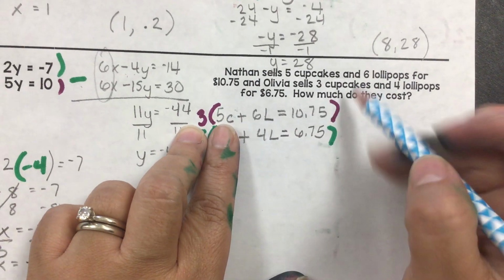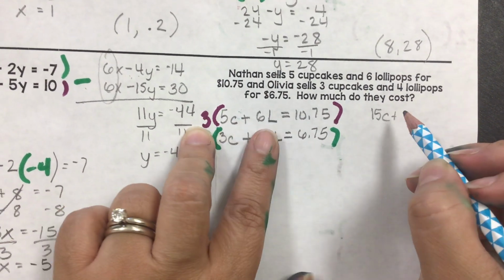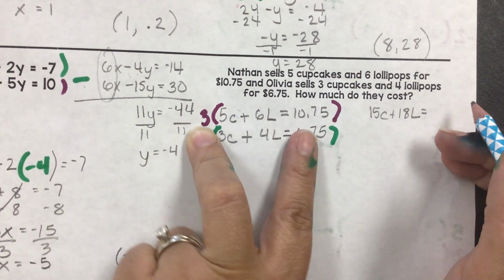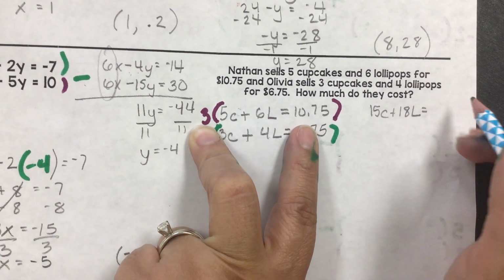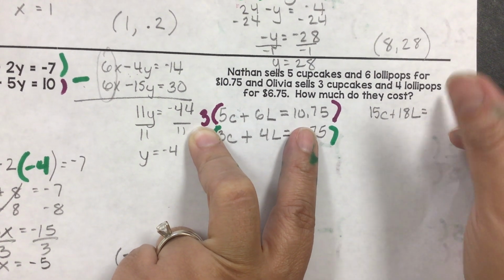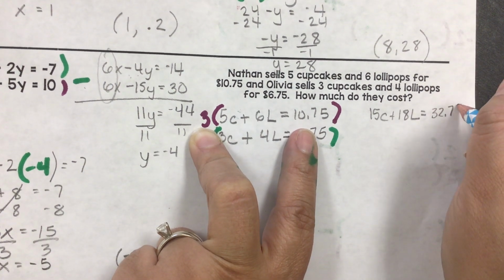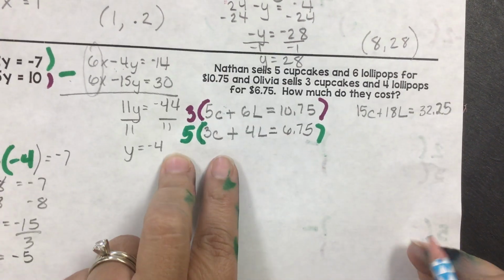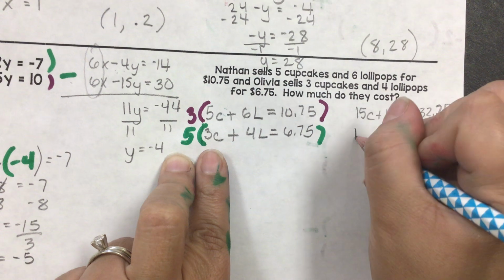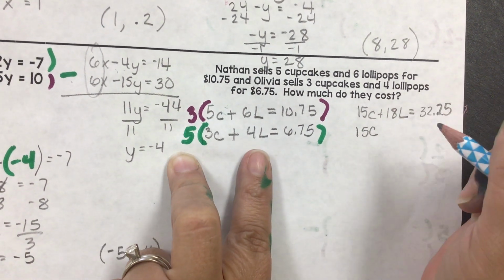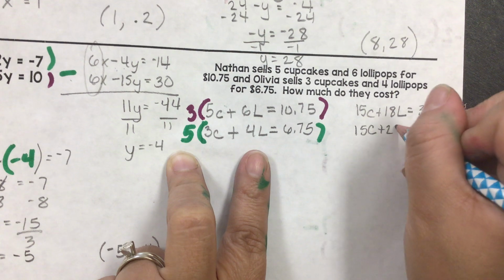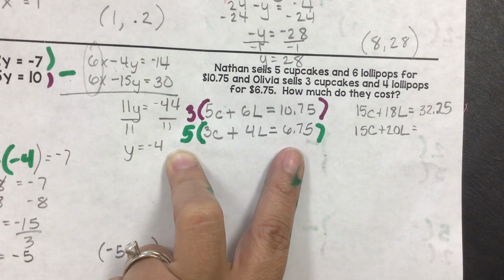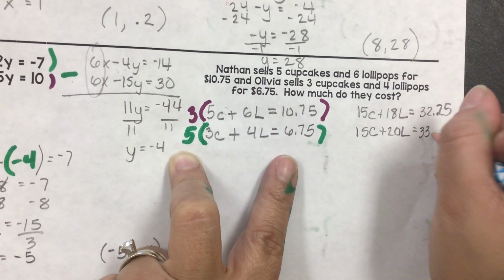3 times 5 is 15C plus, then 3 times 6 is 18L. And that's equal to 3 times 10.75, which is 32.25. Thank you. Then we have 5 times 3, which gives you 15C. 5 times 4, which gives you a positive 20L. And then 5 times 6.75 gives you 33.75.